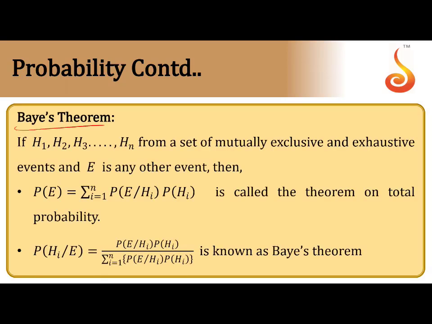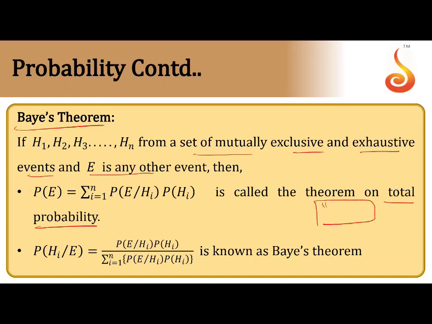Next, Bayes theorem. This is very important. Before that, first the total probability theorem. Let H1, H2, H3, Hn form a set of n mutually exclusive and exhaustive events, and E is any other event which is associated with H1, H2, H3 and Hn. The probability of E is nothing but the sigma, meaning sum, of the probabilities of P of E given Hi into P of Hi. In this case, I will give a simple explanation.